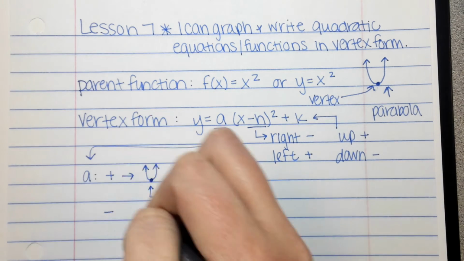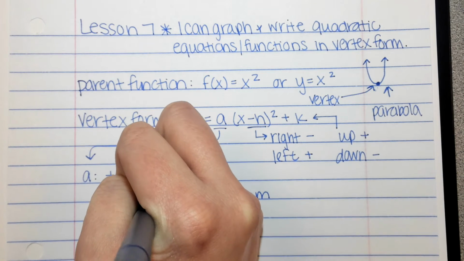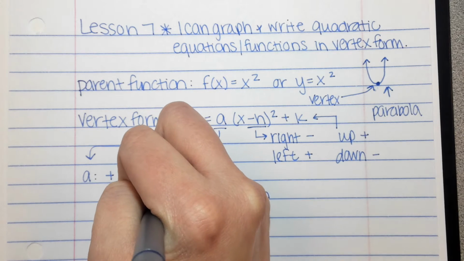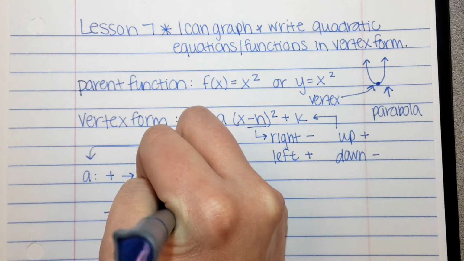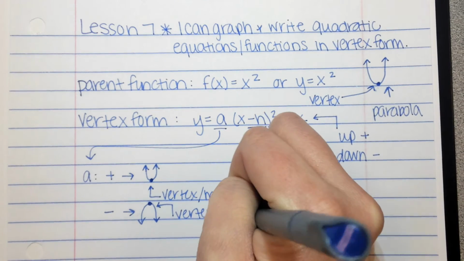All right, if your a is negative, your parabola is upside down. It's an upside down U, or like an N. And your vertex is also called your maximum.